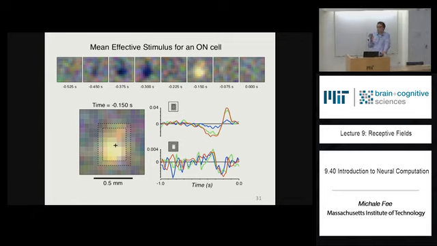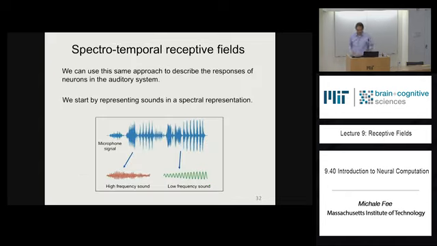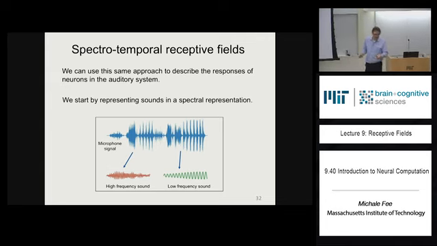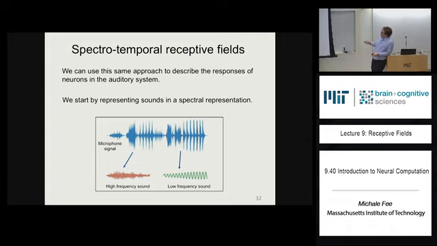Let's take a look at using this same method for finding receptive fields in the auditory system. Okay, so we're going to talk briefly. We're going to come back to spectral analysis and spectral processing of signals in a couple lectures, but let me just introduce some of the basic ideas. So we're going to talk about the idea of a spectral representation of a sound.